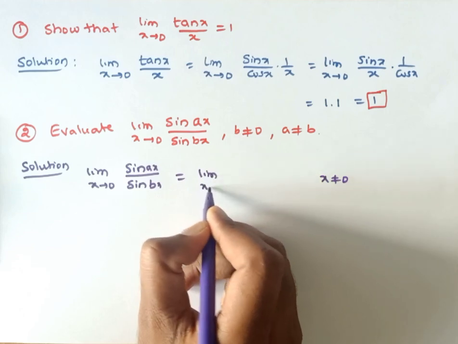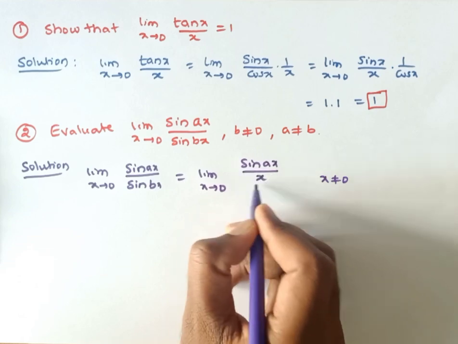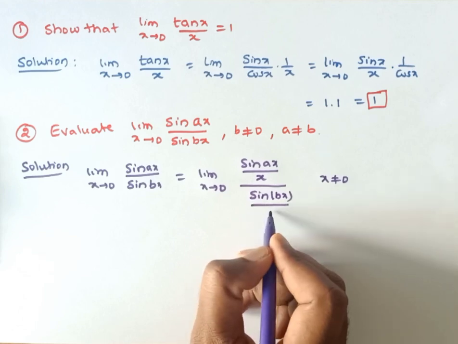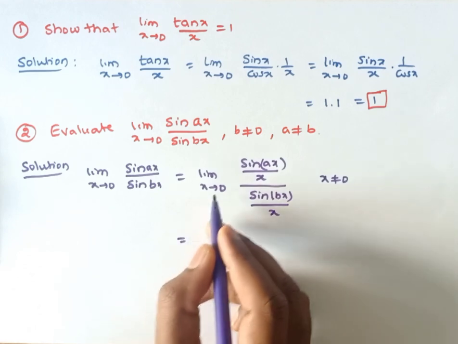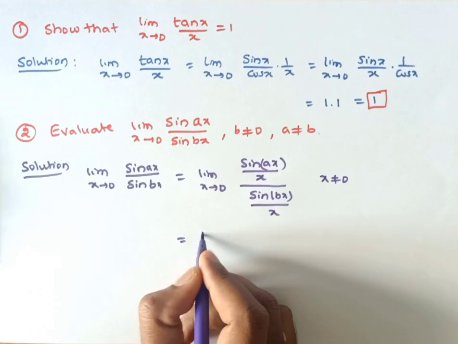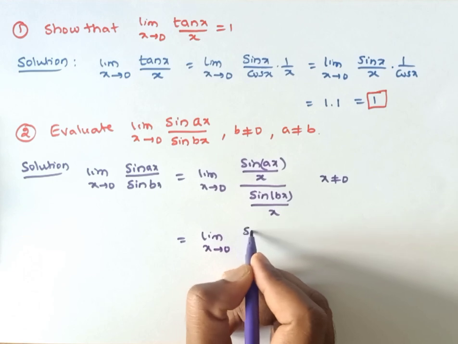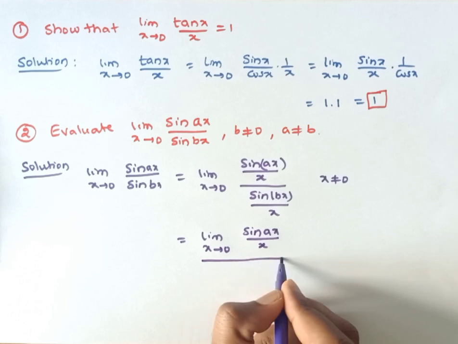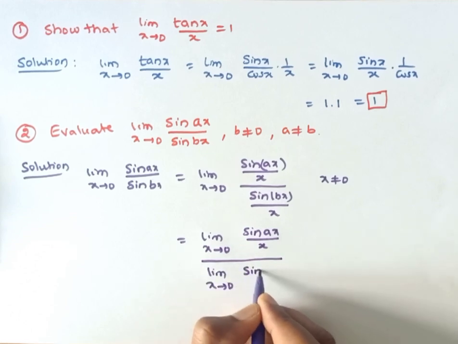So this becomes limit x tends to 0, sin of ax by x, whole divided by sin of bx by x. Now it is the limit f by g form, so you need to apply the limit in the numerator as well as in the denominator, as x tends to 0.